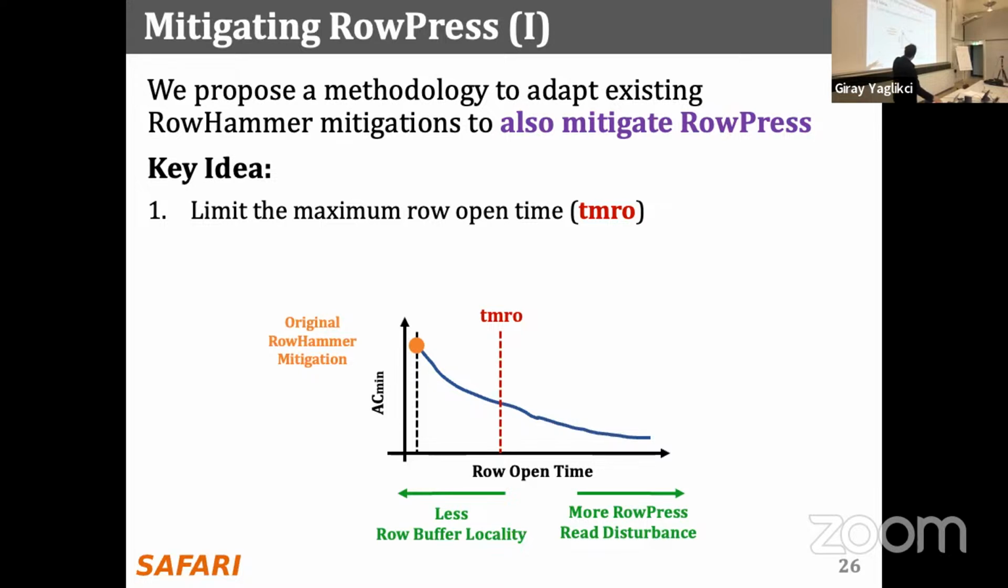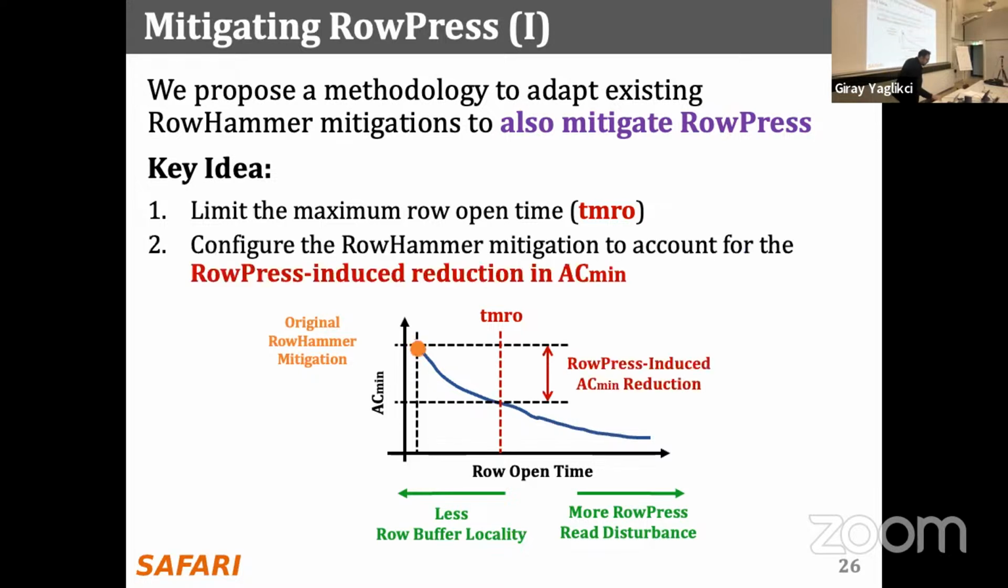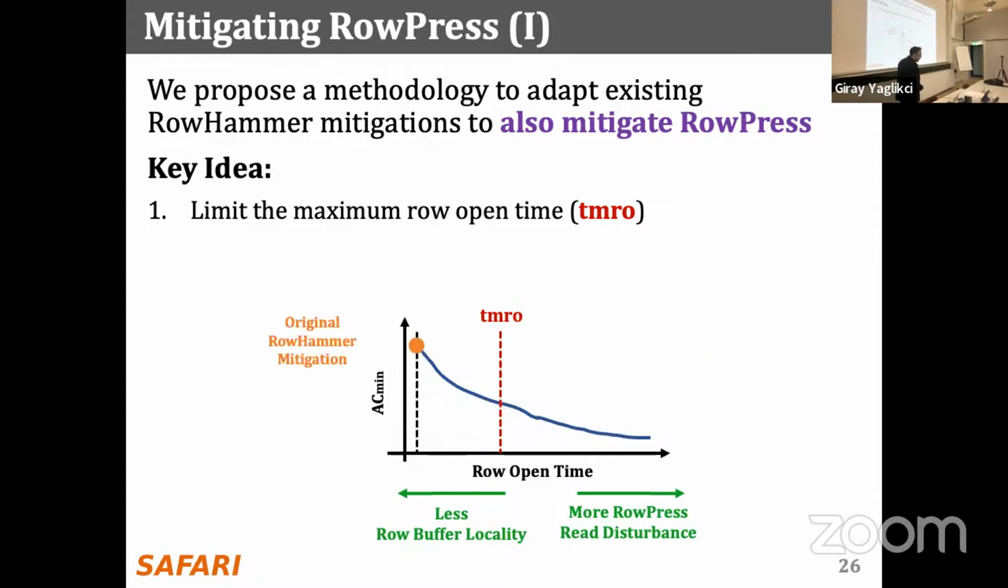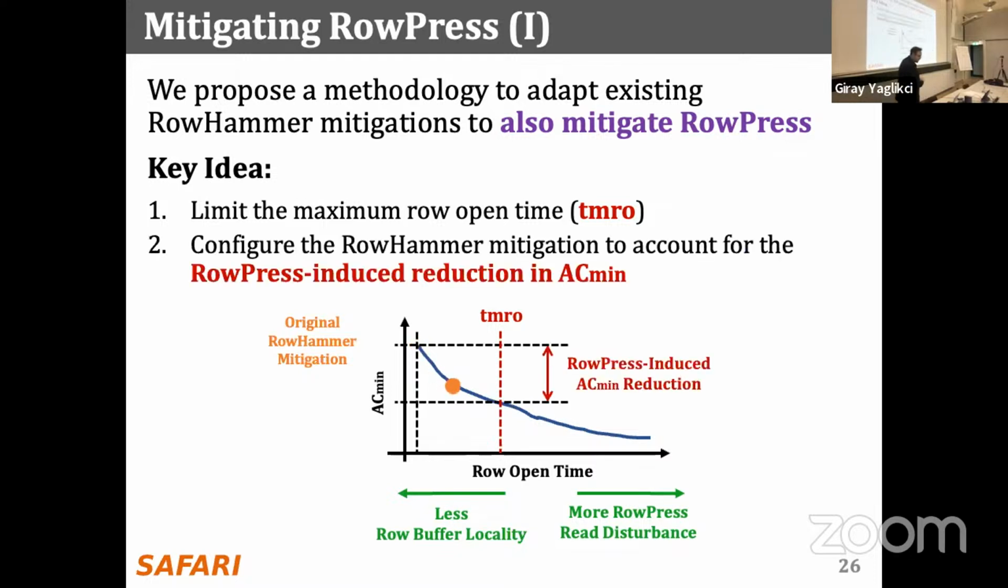So this is a cartoonish picture of how it changes based on the experimental data, right? Instead of configuring your RowHammer mitigation mechanism at this orange point, you can limit the row's open time by changing the row policy in your memory controller. You can ensure that even if you have upcoming accesses, you can close the row at this point. Based on this curve, you can get your RowHammer threshold from this point to this point. By doing that, you can actually protect against RowPress.